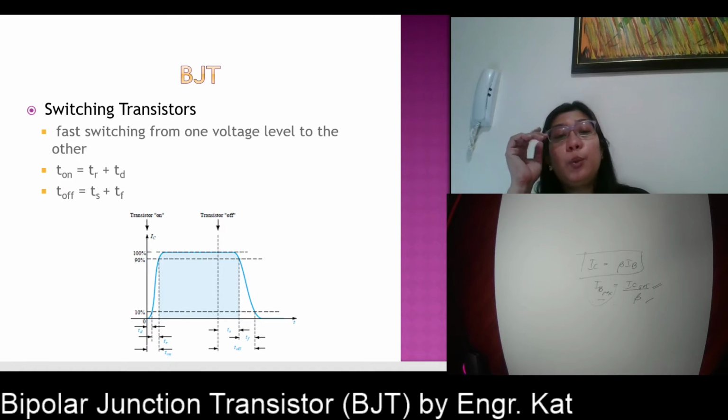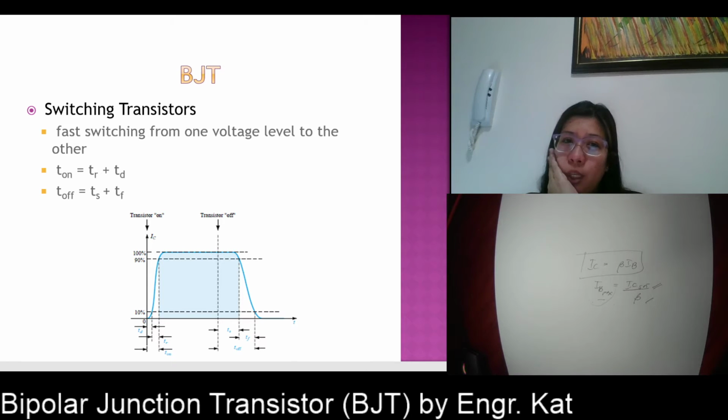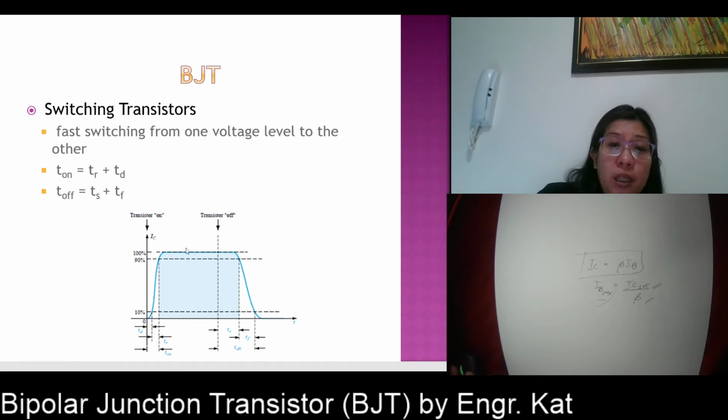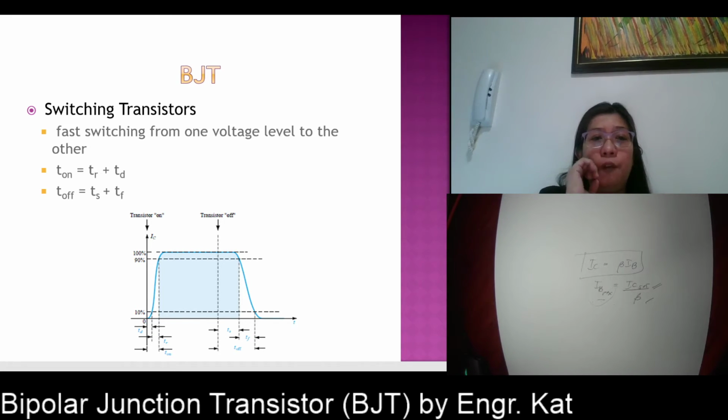Since we're talking about switches, there are transistors that are called switching transistors. Okay? So why are they called switching transistors? Because they tend to switch faster from one voltage level to the other. Okay? So we have here the time the transistor is being turned on and the time it is being turned off. That turning on time and turning off time has something to do with the switching between the saturation and the cutoff points of your regions of operation.